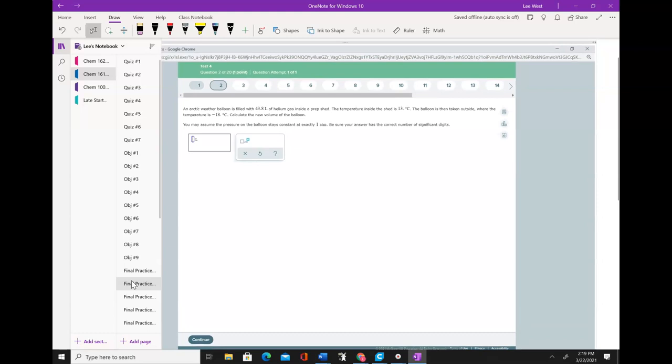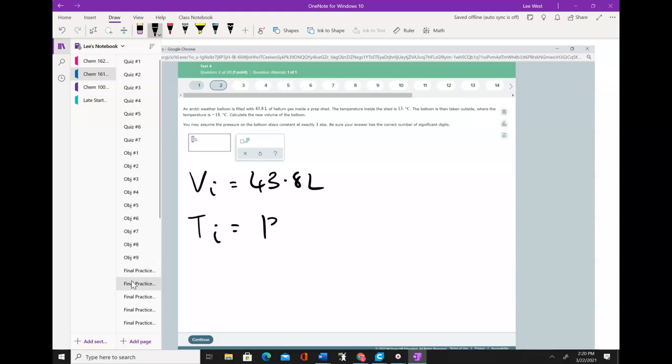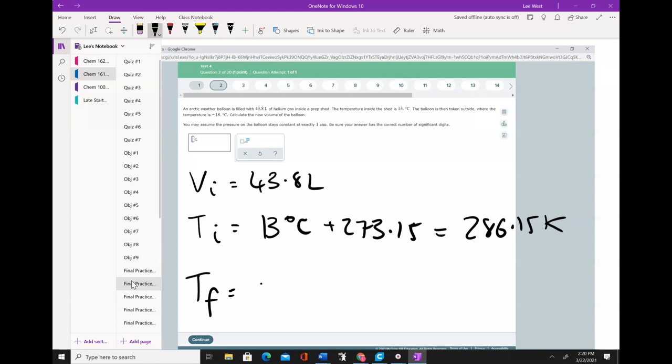All right. This looks like it's going to be a gas laws question. It says an Arctic weather balloon is filled with 43.8 liters of helium gas inside a prep shed. So my initial volume is 43.8 liters. The temperature inside the shed is 13 degrees Celsius. So my initial temperature is 13 degrees Celsius, but we know we never work in Celsius. We always work in Kelvin, so we've got to add 273 to that. So that means that that's going to be 286.15 Kelvin. The balloon is then taken outside where the temperature is minus 18 degrees Celsius.